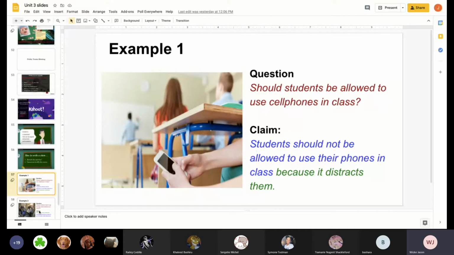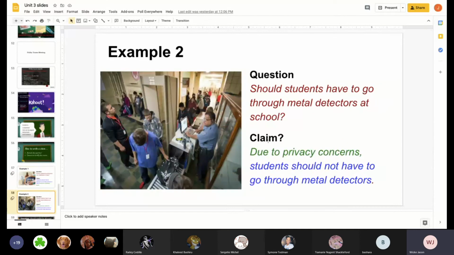Okay. Another example, you don't always have to rephrase the question at the beginning. In this example, should students have to go through metal detectors at school? I actually put my reason at the beginning, due to privacy concerns.